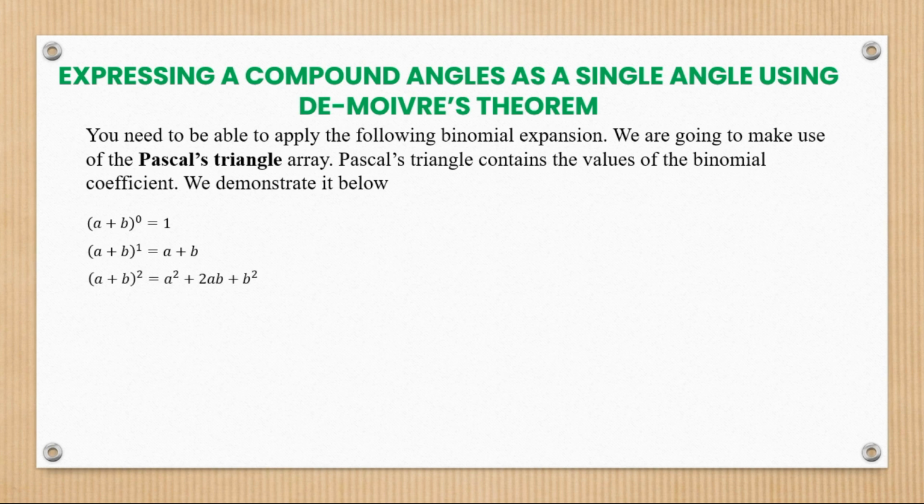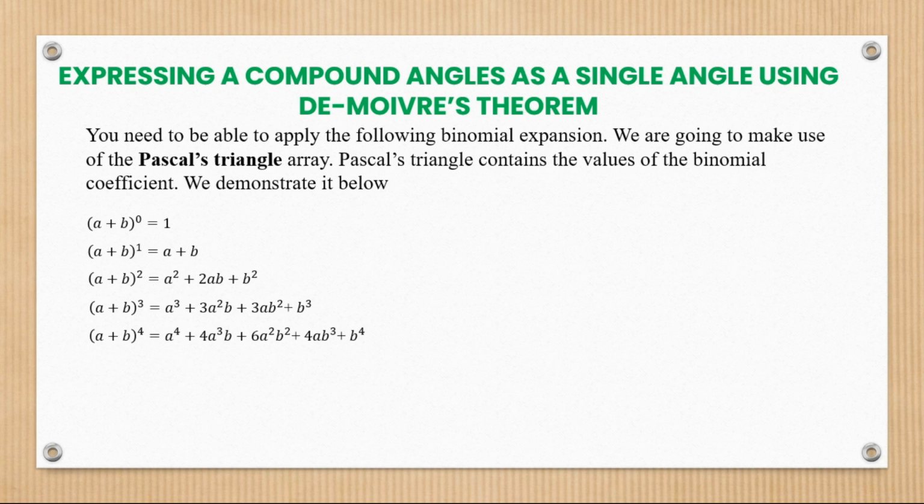Right, so let's go to the next number. How about if we have a plus b being squared? Now we know that this will be the square of 2 different brackets. So when we multiply the 2 brackets, we'll end up with a squared plus 2ab plus b squared. How about if we have a plus b cubed? This is going to be similar to a cubed plus 3a squared b plus 3ab squared plus b cubed.